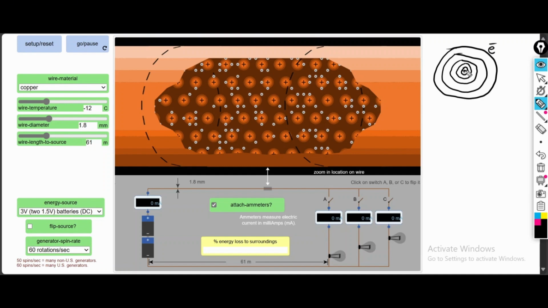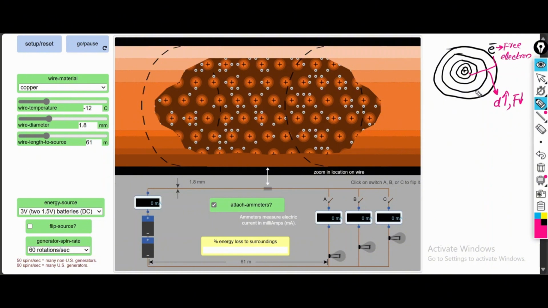It has a very large orbit, so the distance between the positive nucleus and this last shell electron is high, and due to this the electrostatic force of attraction is low. Therefore the hold of the nucleus on this outermost electron is less, and this electron may fly away even at room temperature. Therefore we call it a free electron. So this is the free electron.